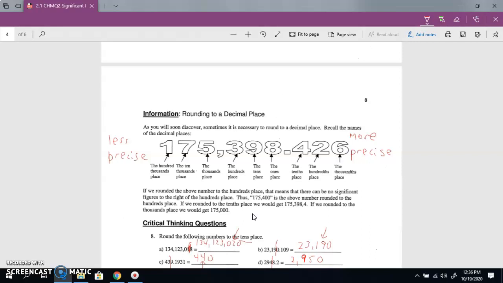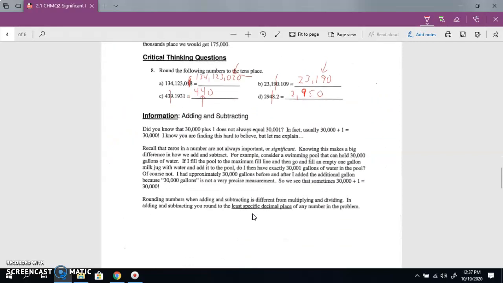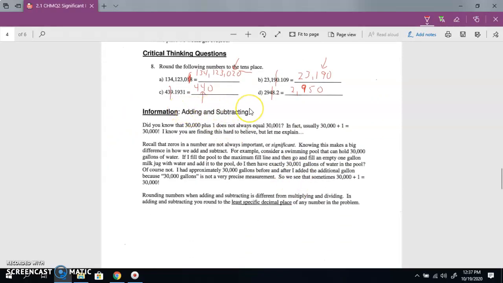So what we mean is that for a digit to be further to the right is a more precise significant figure, or placeholder value I should say, and to be further to the left is a less precise placeholder value. Okay, this is going to come into play when we learn how to round in addition and subtraction problems.